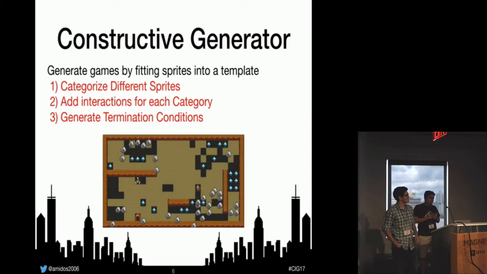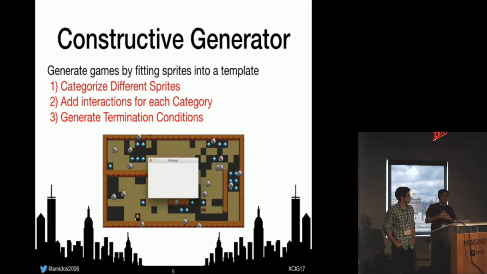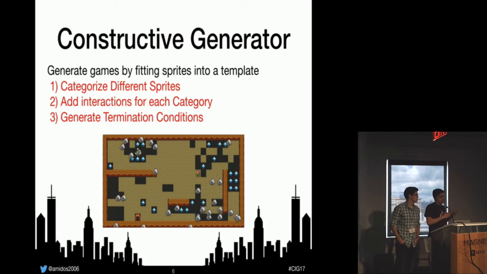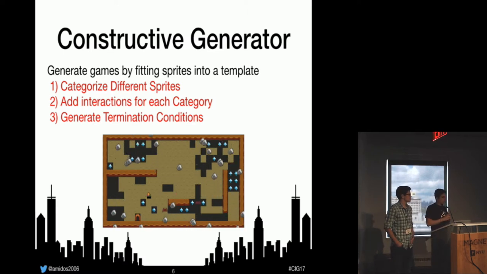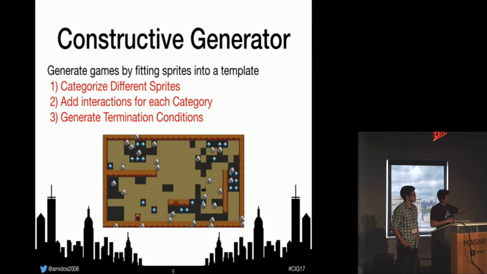For the second one, we tried to use some knowledge base to improve our games, like some ideas and stuff we know about GVGAI itself. We made the constructive generator, where we designed a template and tried to fit all the different objects in this template and get a game out of it. First, it categorizes different sprites into buckets: there are avatars, stuff that you can collect, NPCs, and stuff that moves, like the boulders there that are moving up and down. You have the diamonds, which are collectible resources, and the door, which is the exit.